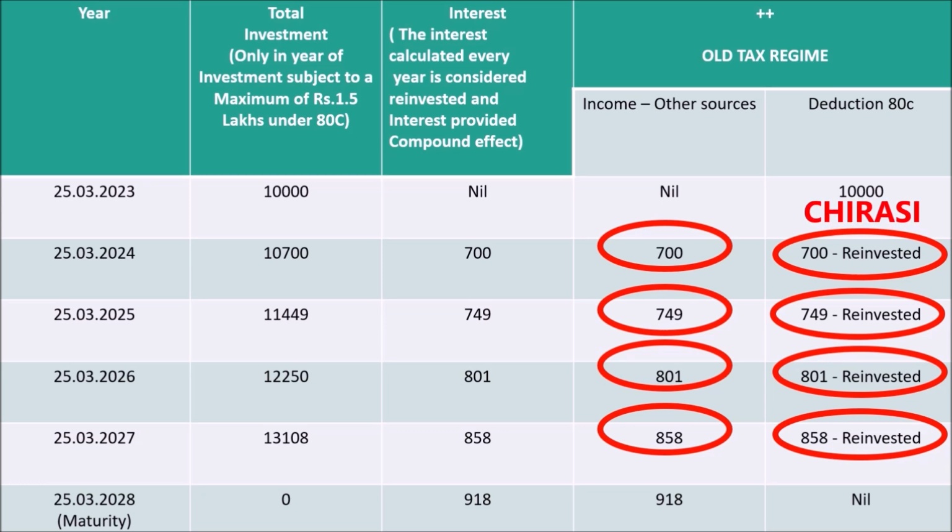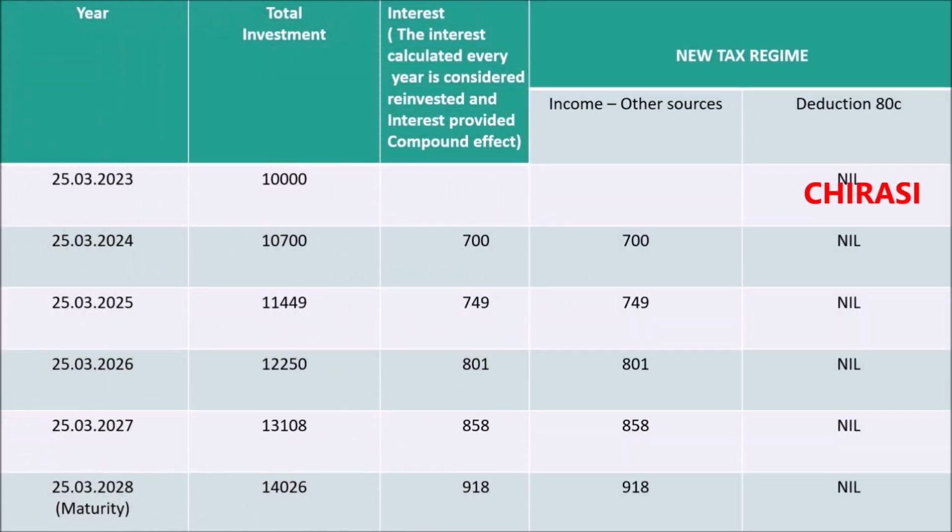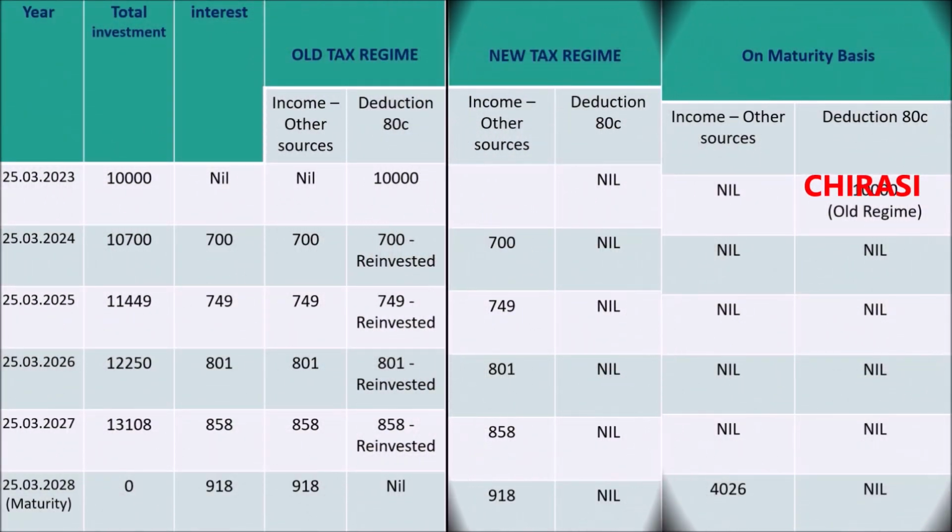In the case of the last year, the 918, because the NSC is maturing that year on 25-3-2028, 980 is added to other sources of income, but you cannot show it as deductions under 80C because it is not reinvested. In the case of the new tax regime, the entire deductions under 80C has to be shown as nil, and it will not show in the e-portal also because you are going for the new tax.